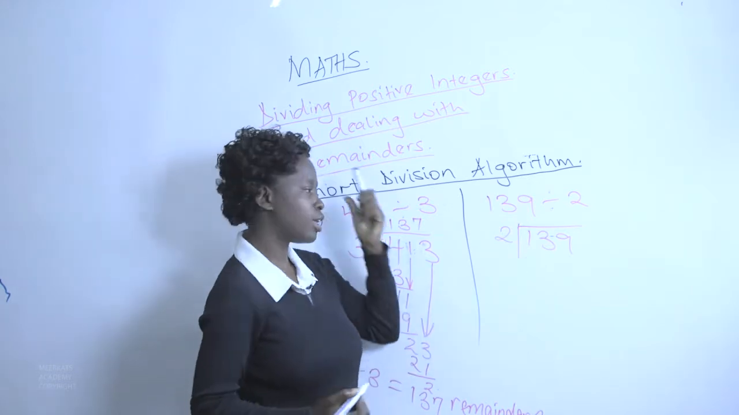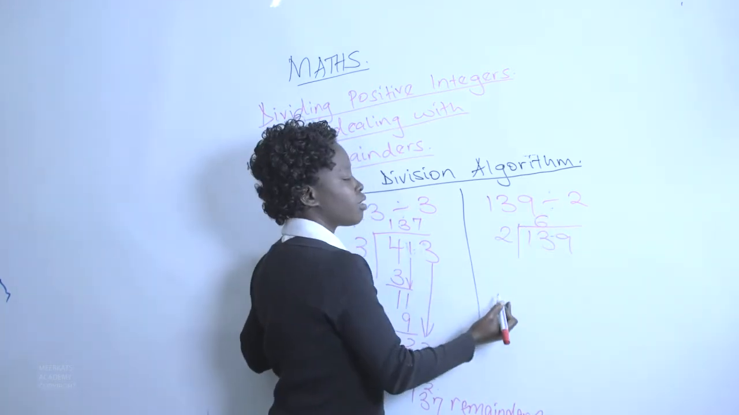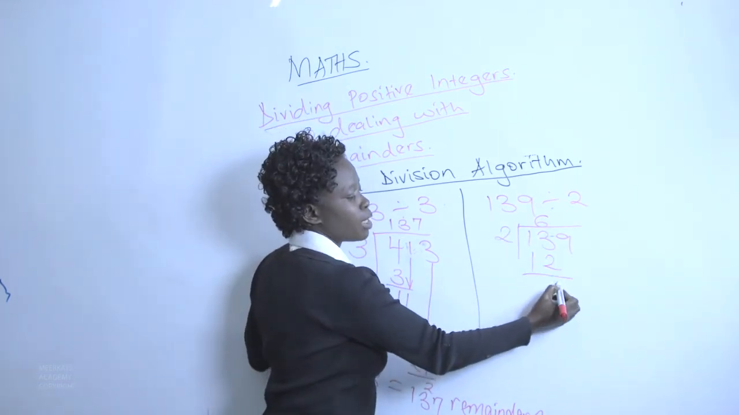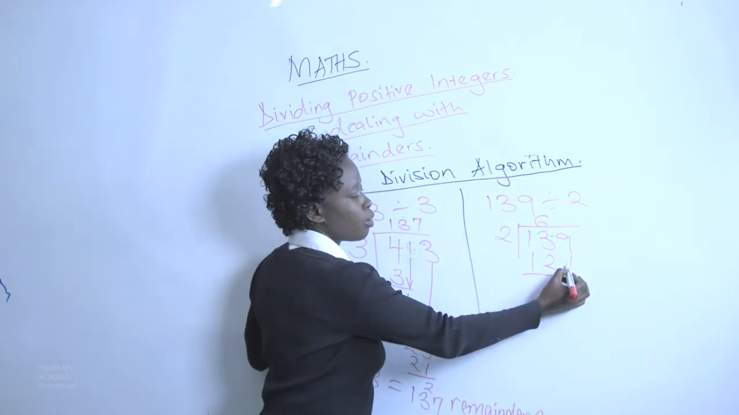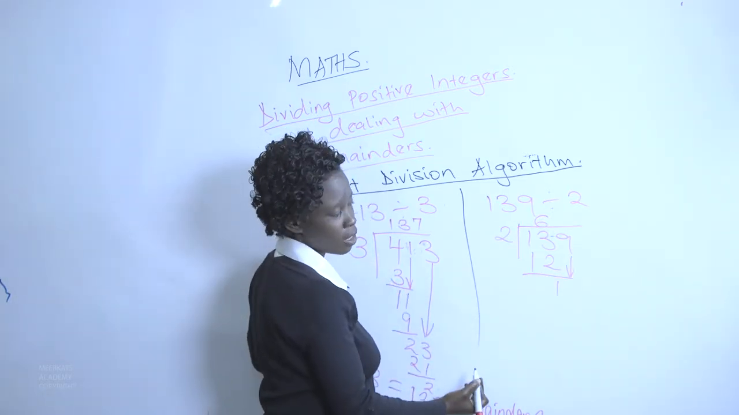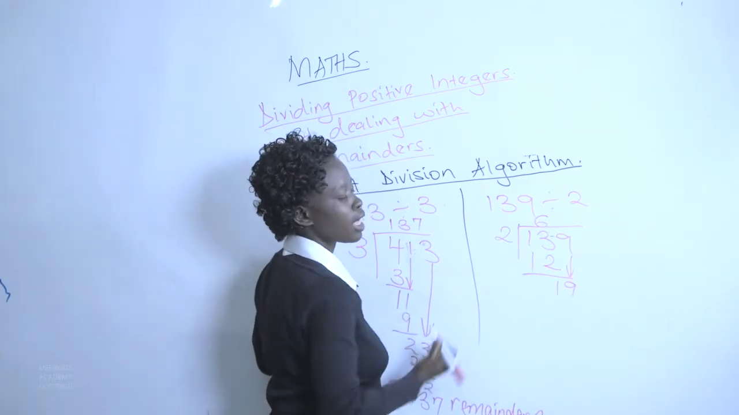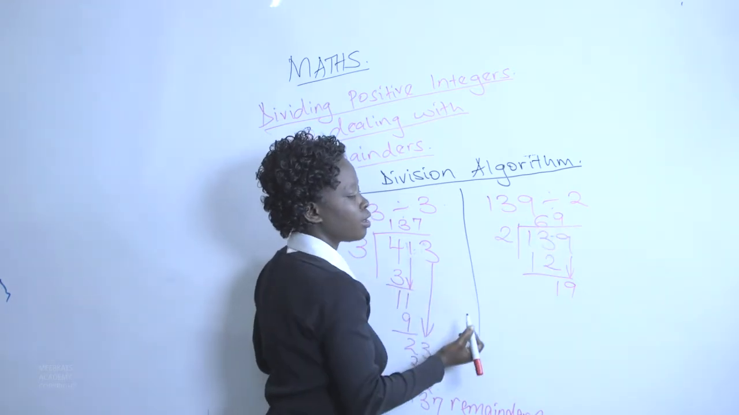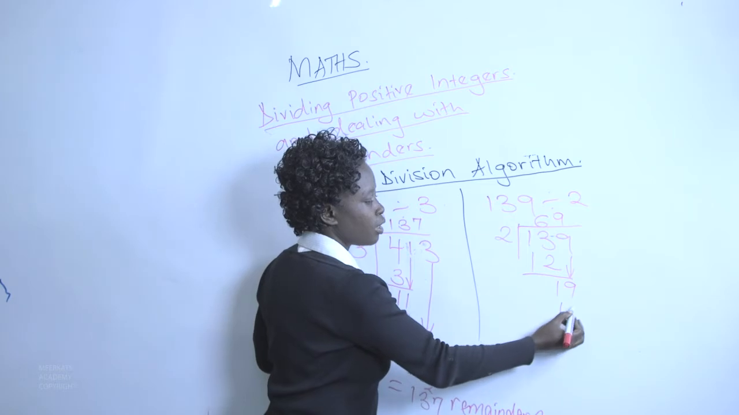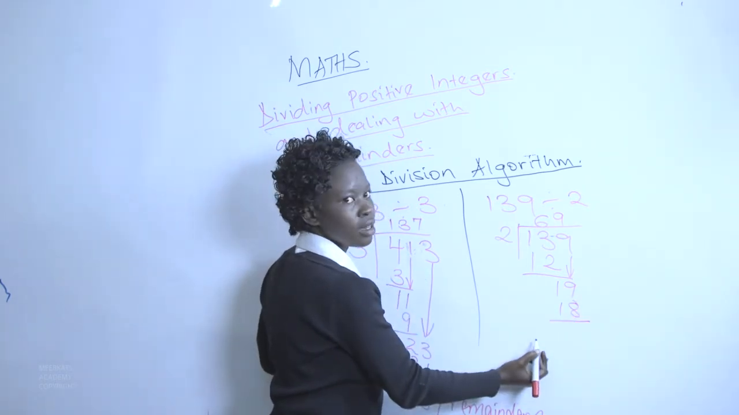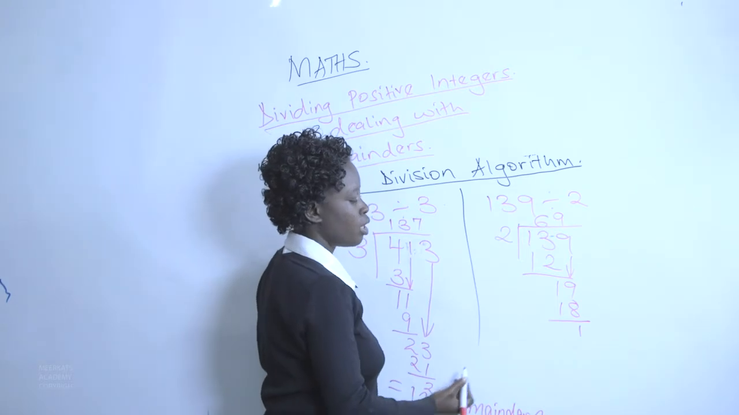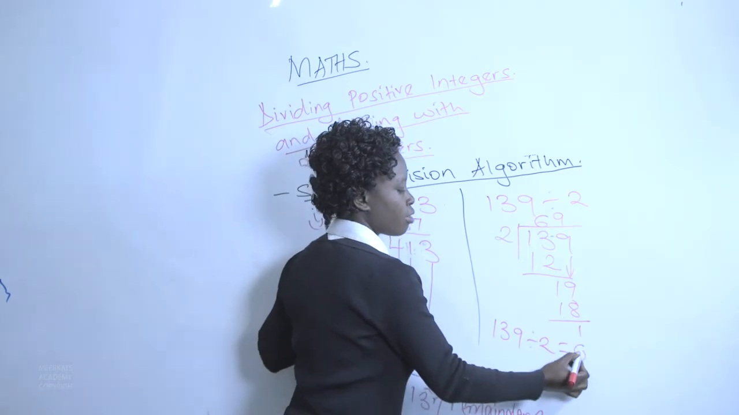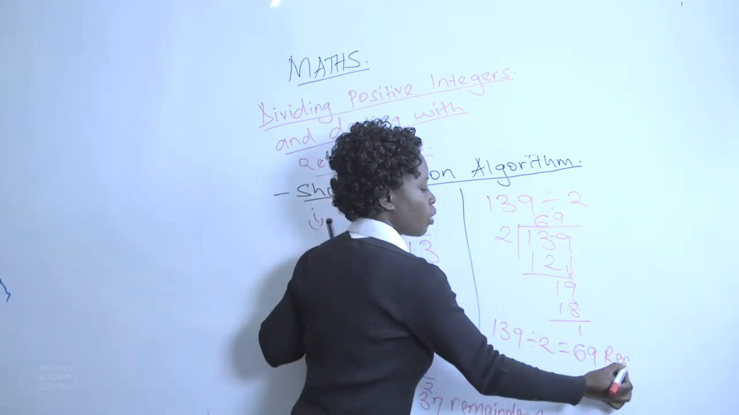So 2 into 13 is 6. 6 multiplied by 2, we get 12. 13 minus 12, the remainder is 1. So this remainder, we bring in the remaining digit or the next digit, and our next digit is 9. So we find that 2 into 19, that is 9. 9 times 2, we get 18. 19 minus 18, the answer we obtain is 1. So 139 divided by 2 gives us 69, remainder 1.